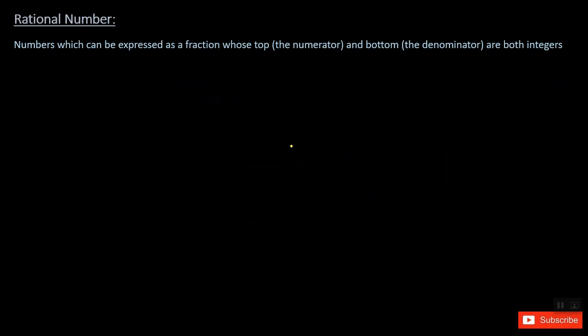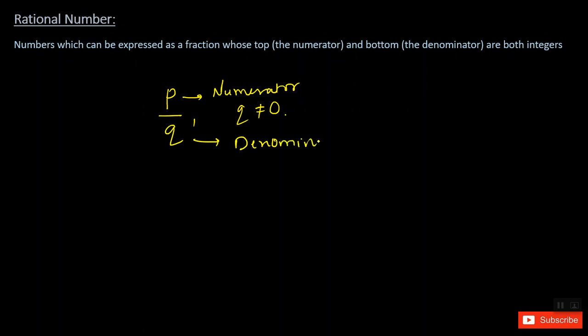Rational numbers are numbers which can be expressed as a fraction whose top, the numerator, and bottom, the denominator, are both integers. For example, any number which is represented in the form p by q, provided q is not equal to 0. Representing the number in this form is called a rational representation. The top number is called the numerator and the bottom one is called the denominator. This representation we call the rational representation.